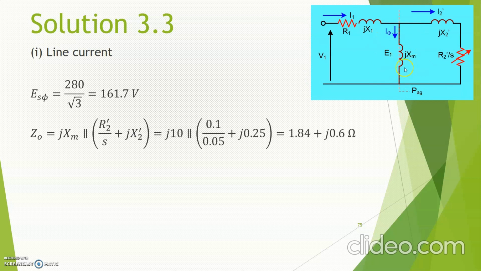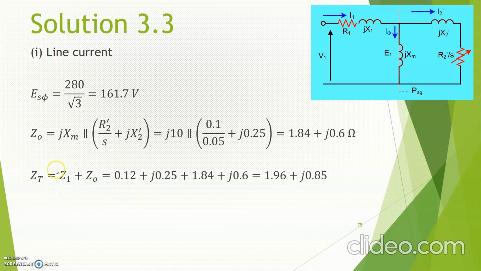you know that this element, which is the JXM, is parallel with these two impedances. So the JX2 prime plus your R2 prime divided by S is parallel with the JXM. Okay, so you try to simplify it, you get the Z0. Z0 is given by 1.84 plus J 0.6 ohm. So this is parallel with this, and then after that the Z0 is in series with the R1 plus JX1.